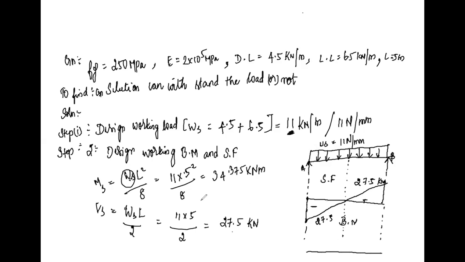the maximum bending moment occurs at the center of the span. What is the bending moment? 34. So it is the maximum bending moment. Here the value is 34.375. The maximum bending moment occurs at the mid of the span. This is the maximum bending moment and shear force.